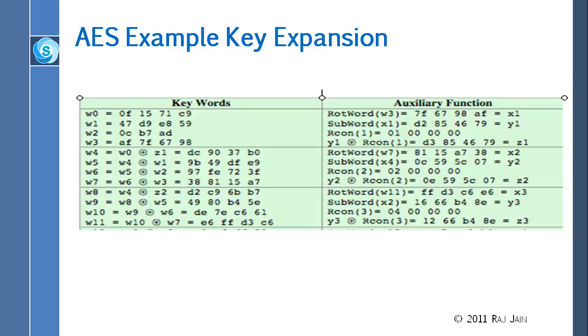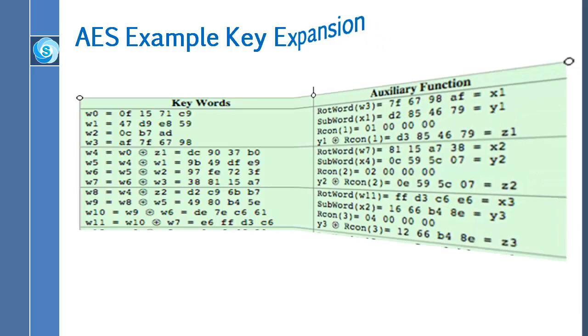So now let us just see what is the missing word in W2. W2 is right here: 97FE723F. So the last byte is 3F. W5 is E9. Exclusive OR with something should give you 3F.